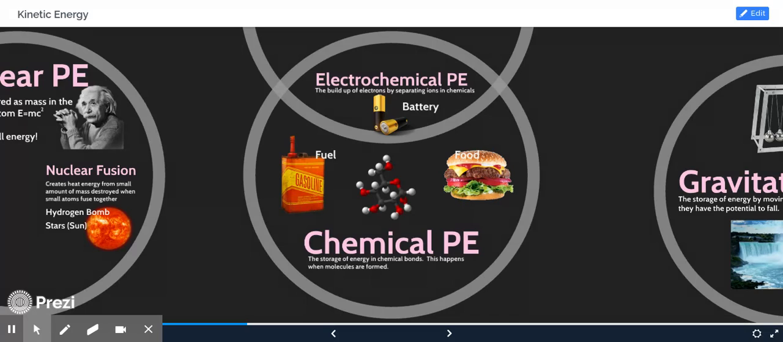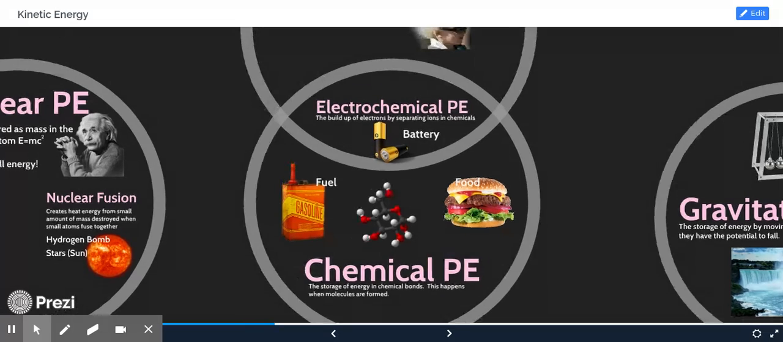And we experience this in lots of ways. Our food is a type of chemical potential energy. The fuel that we power all of our vehicles with is chemical potential energy. Anything that can be burned is full of chemical potential energy.